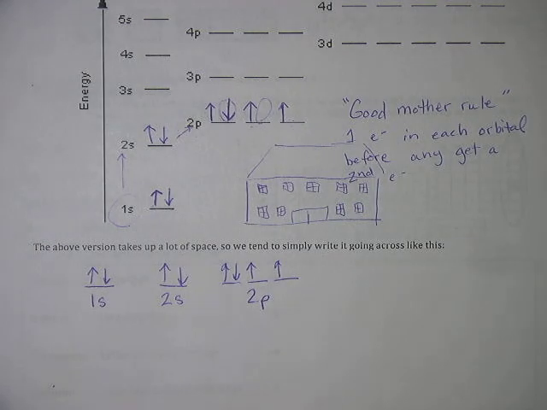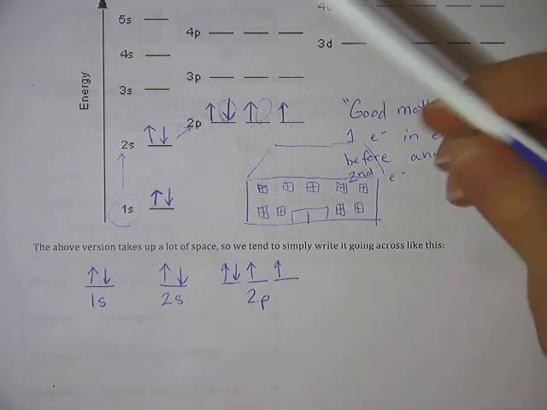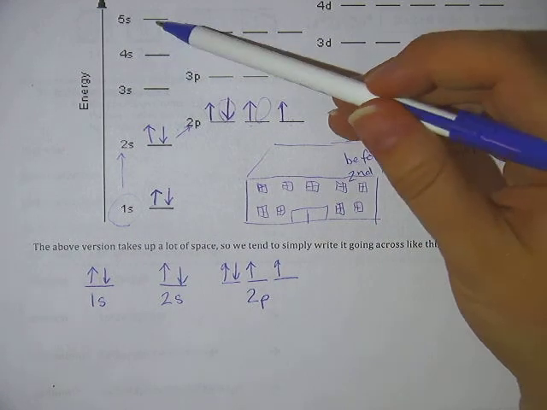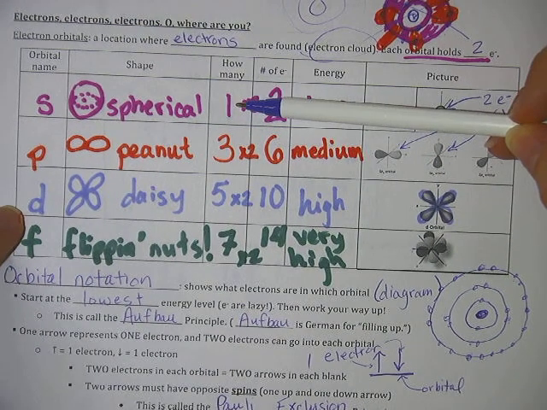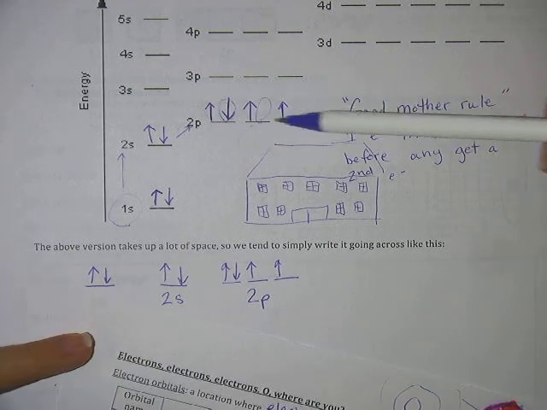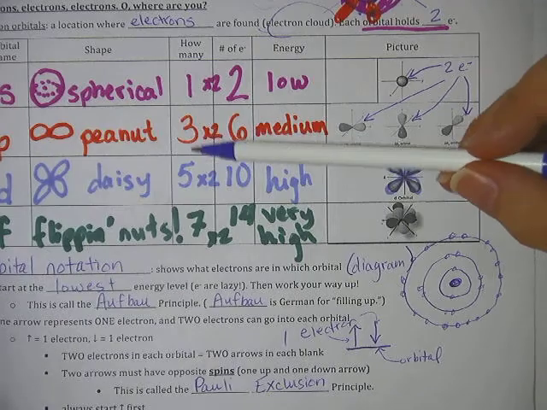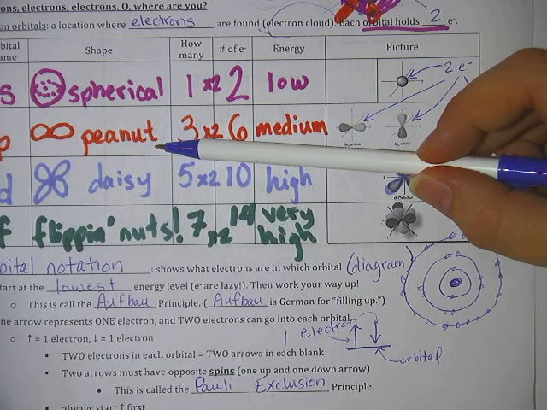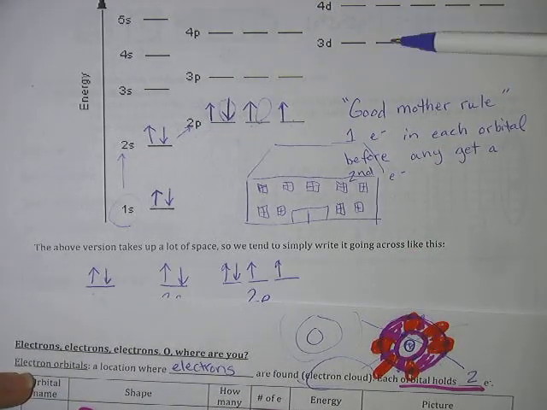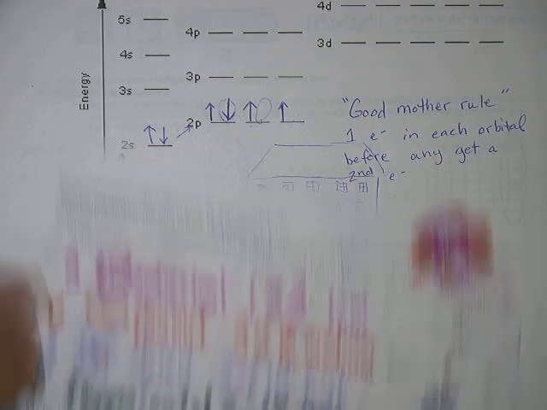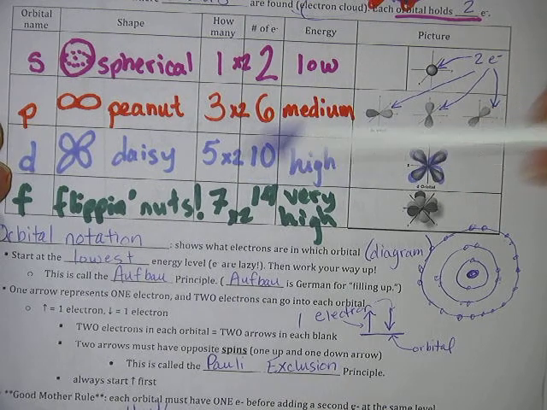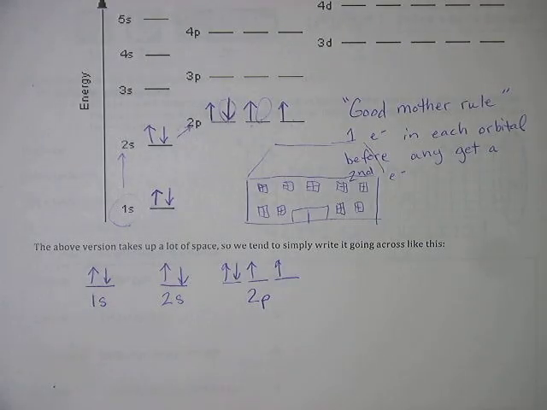I also want to point out that each of the S's on this diagram is only 1 blank. That's because there's only 1 sphere. Each of the P's has 3 blanks in it. That's because there are 3 peanuts. Each of the D's has 5 blanks in it. That's because there are 5 daisies. There's a reason for everything in this diagram.